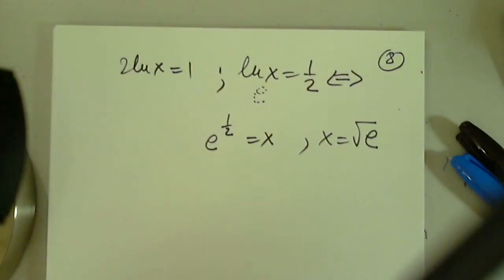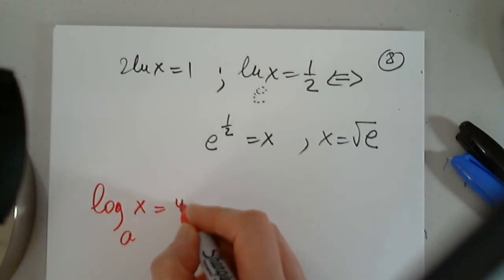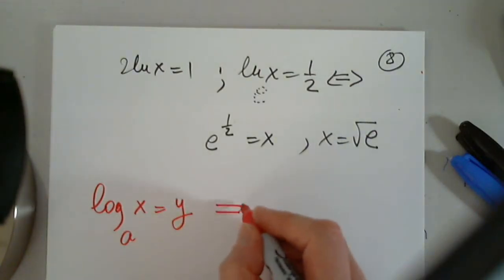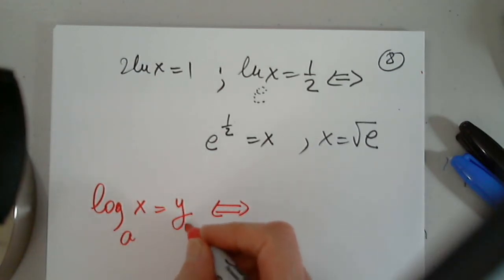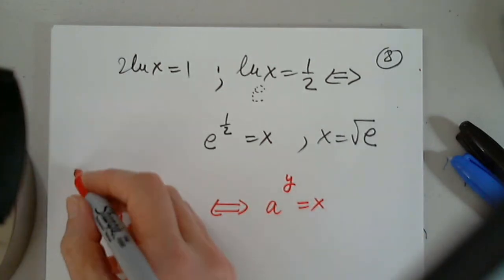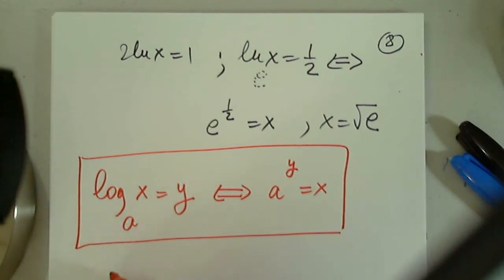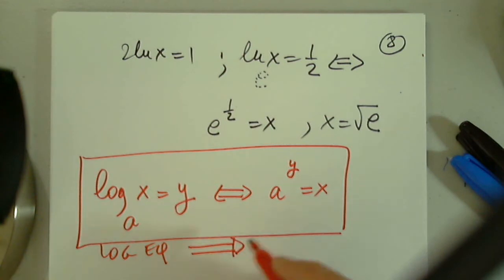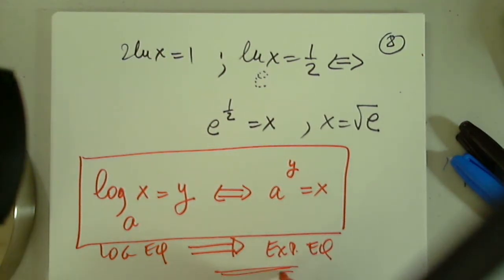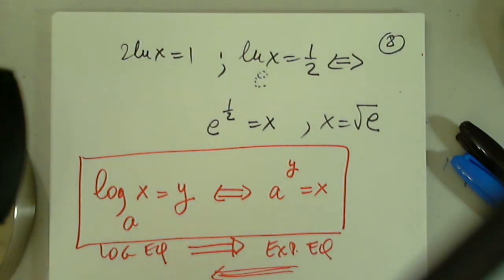So there is a very important property. Log base a of x is y is equivalent to a raised to y equals x. This says that any log equation can be converted into an exponential equation, and vice versa. Any exponential equation can be changed into a log equation.